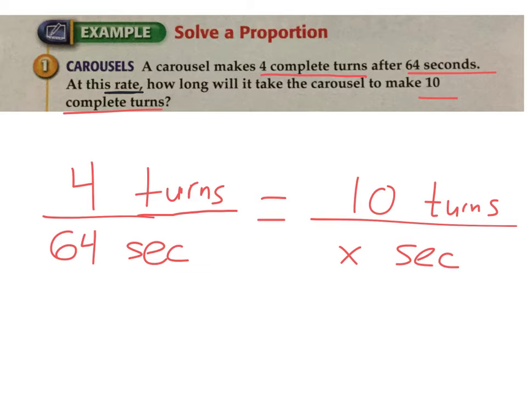Now when I look, what do I have? I have a fraction equal to a fraction. I have a proportion. How can I always solve a fraction equal to a fraction? We can cross multiply and set those two values equal to each other. So what is 4 times X? It's 4X equals, what's 64 times 10? 640.